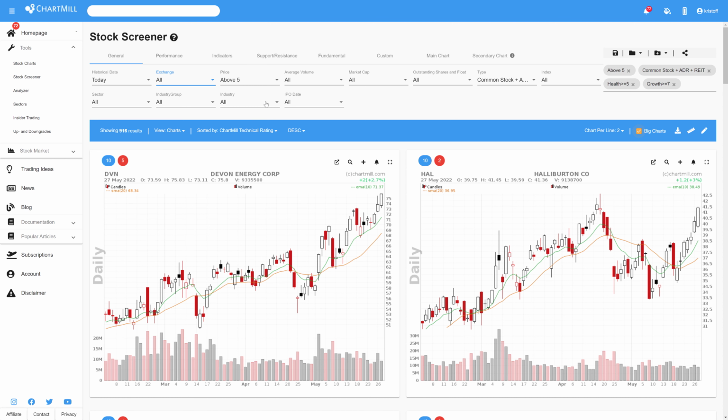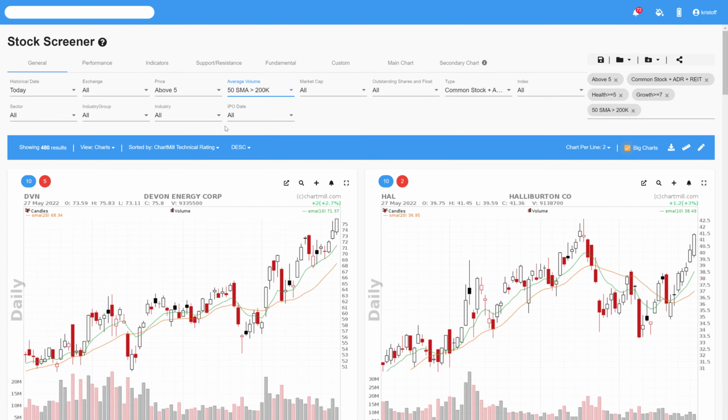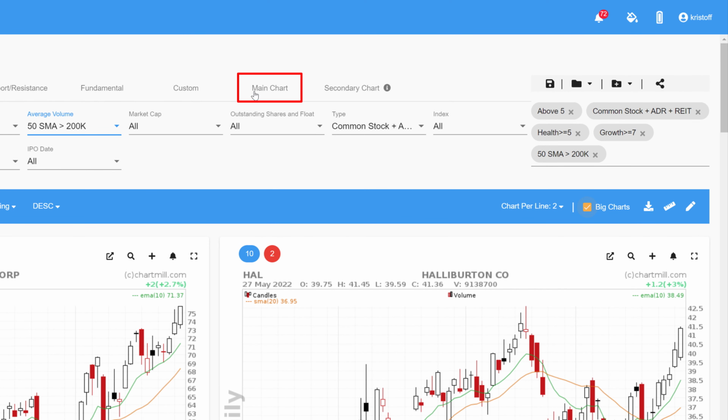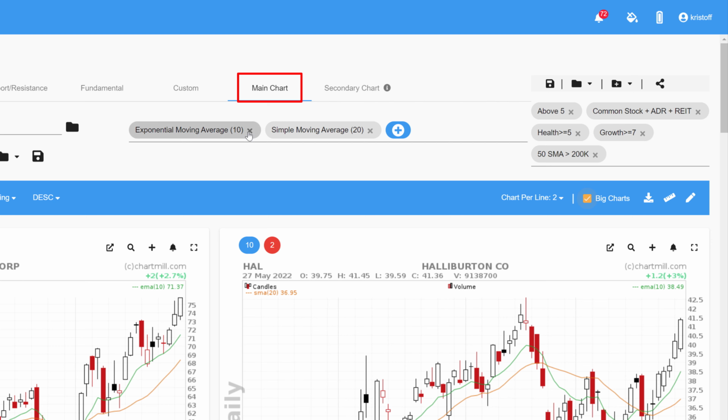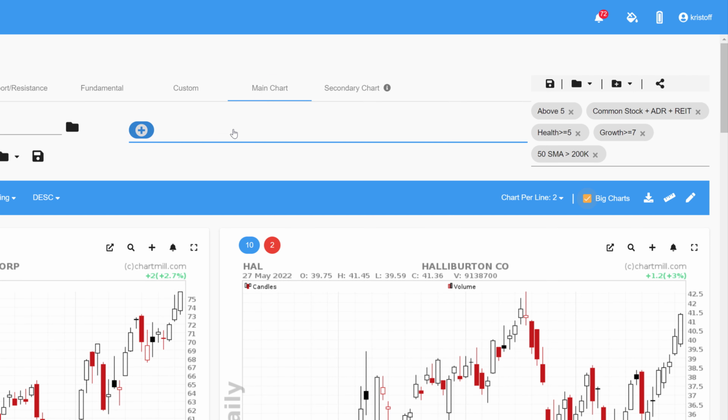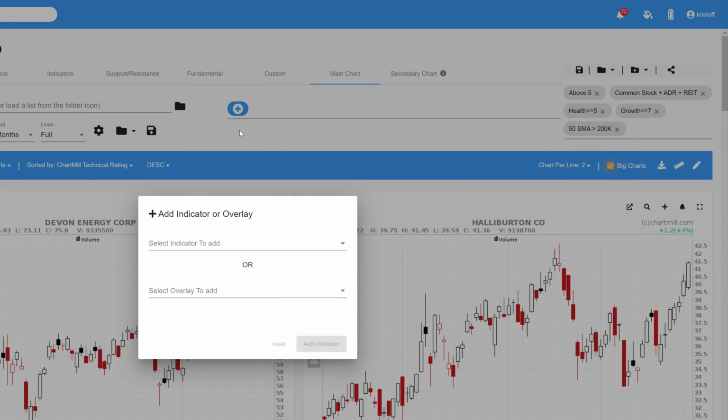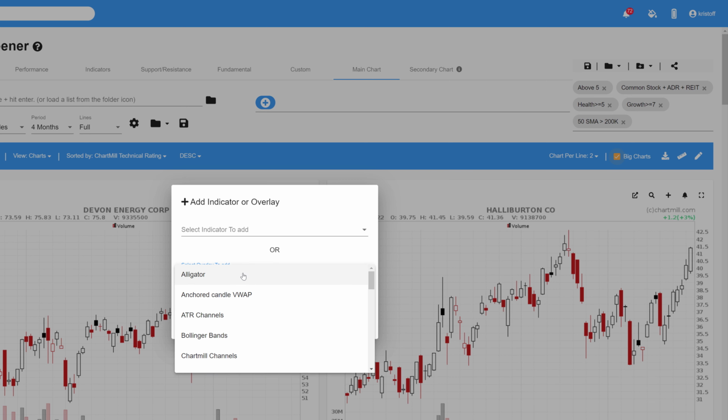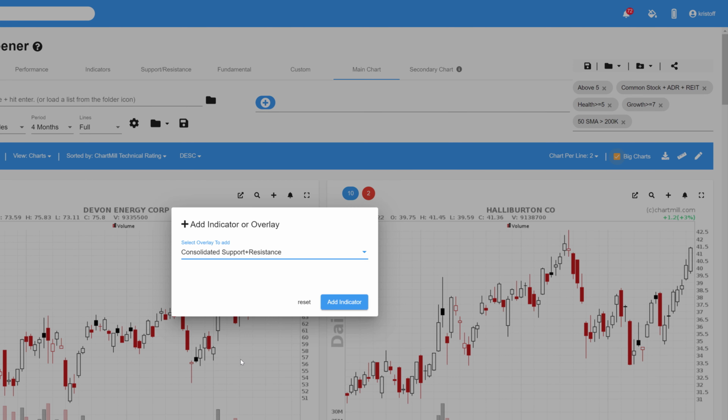The next step is to find the shares that coincide with interesting technical price levels. But first we are going to configure the chart via the main chart section. Remove any overlays and indicators and then click on the plus sign. In the overlay field, click on the letter C several times until you find consolidated support and resistance. Then click on Add Indicator.